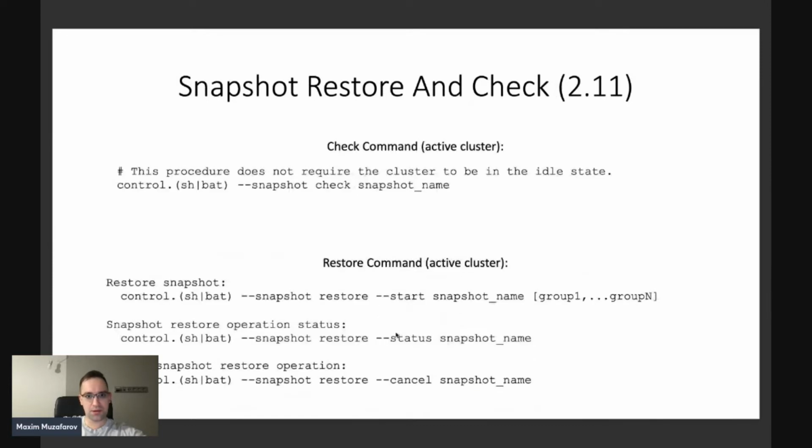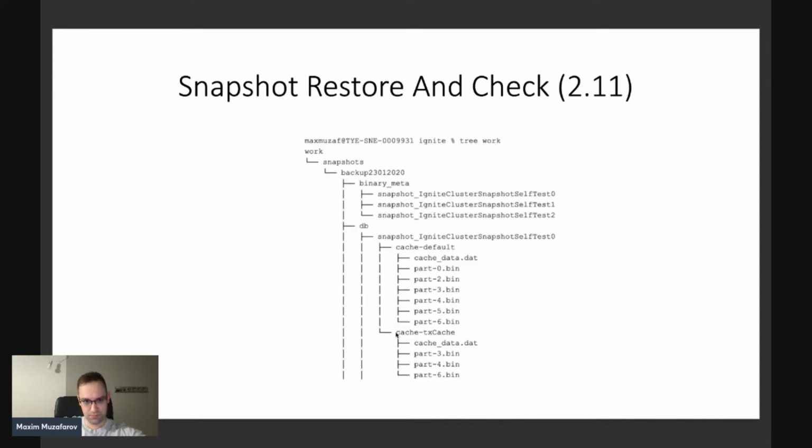And the next one is snapshot restore and check commands. We added the automatic restore command on the active cluster using control.sh, and for consistency checks and for self-checking, we can use the snapshot check command to check all the snapshots for consistency. I'd like to mention that a snapshot has the same database structure as Ignite does.